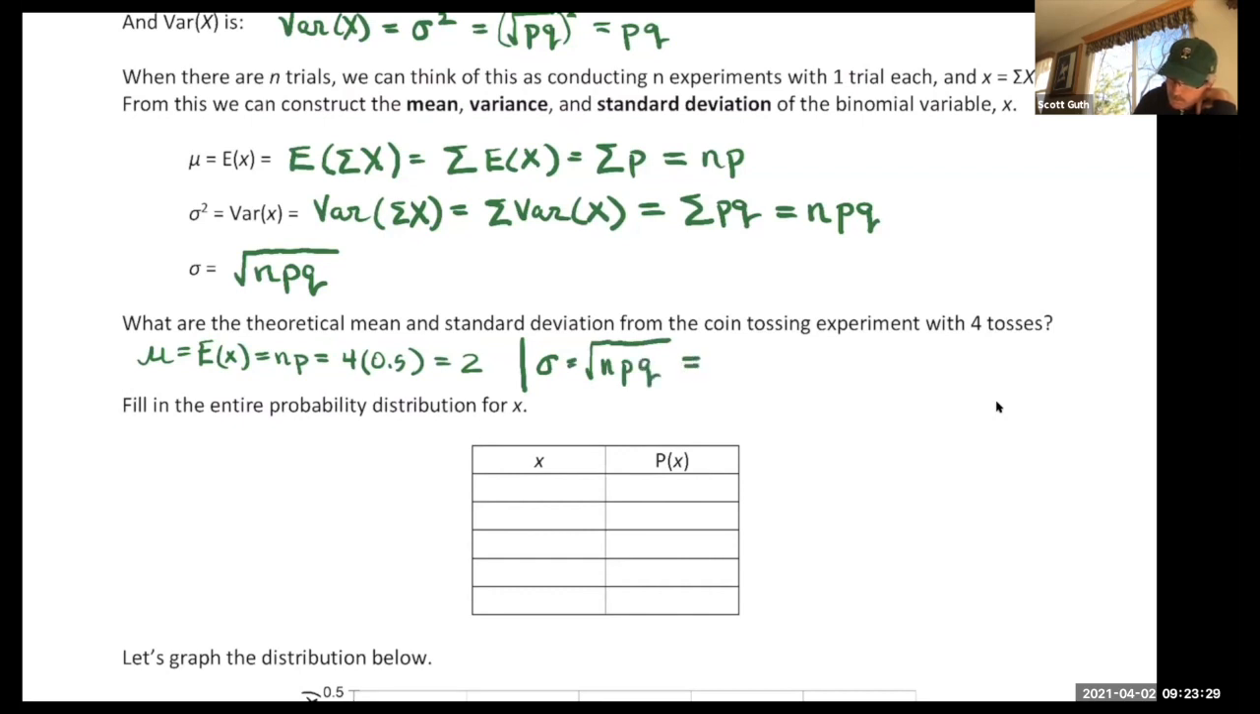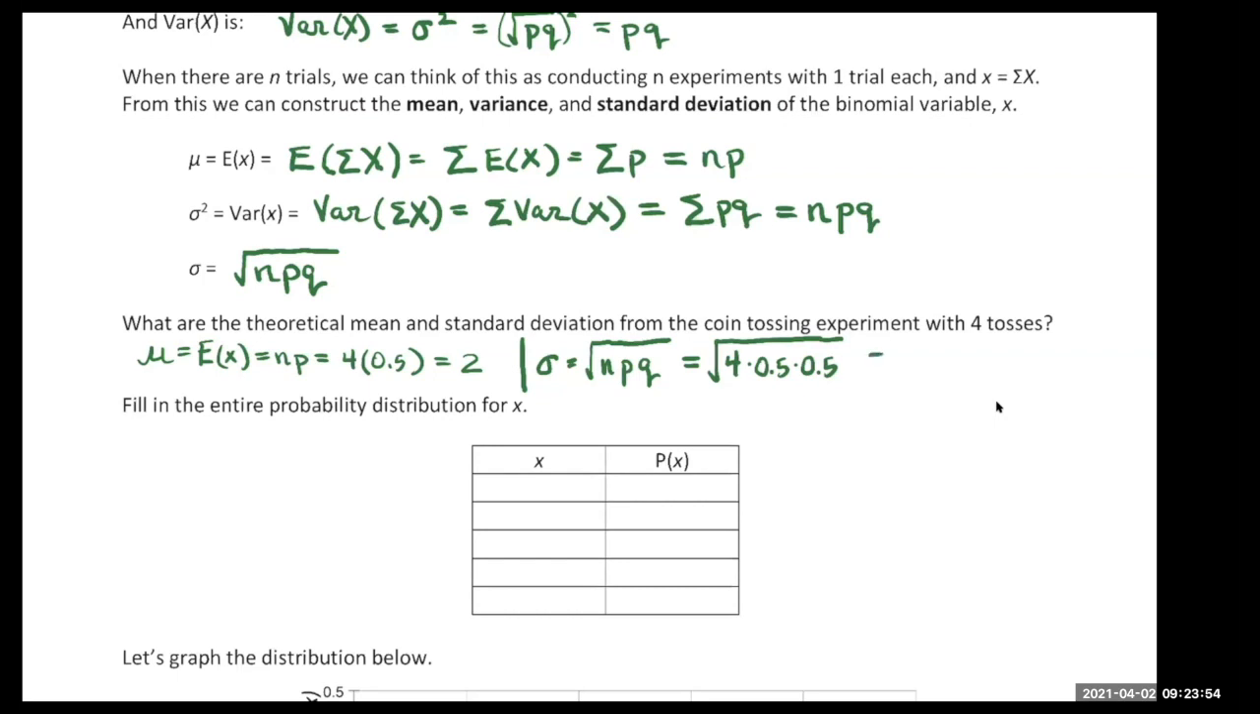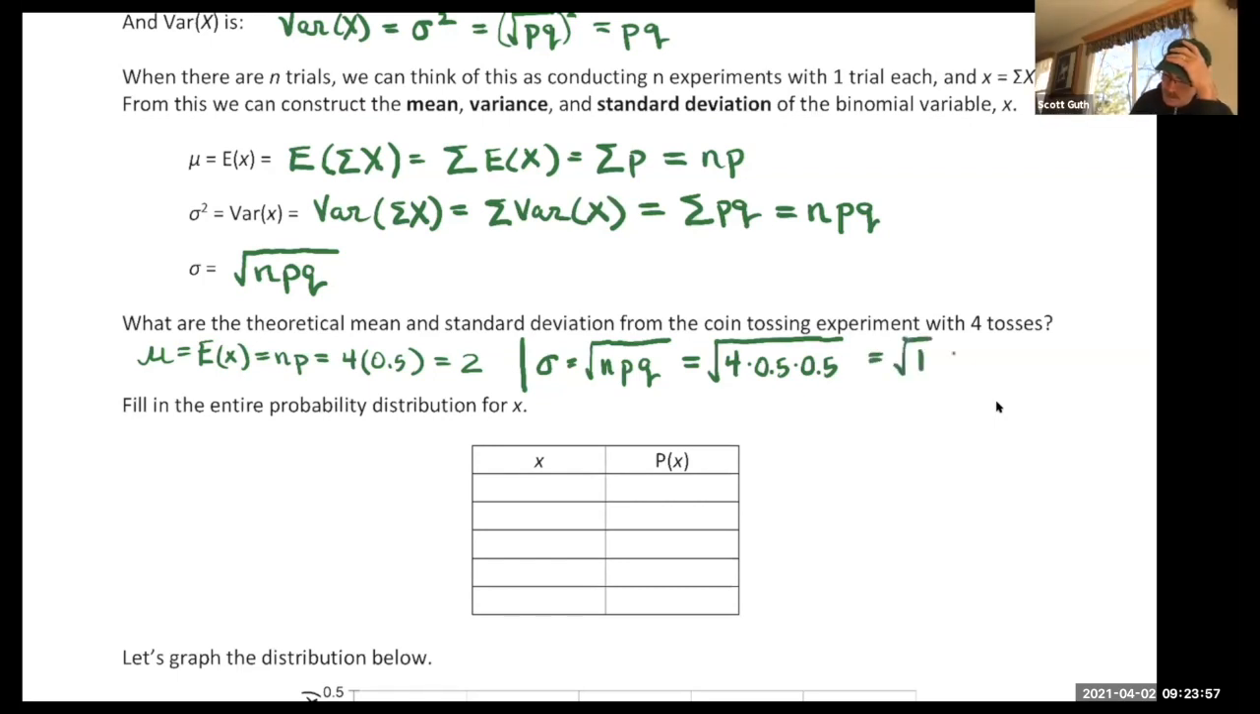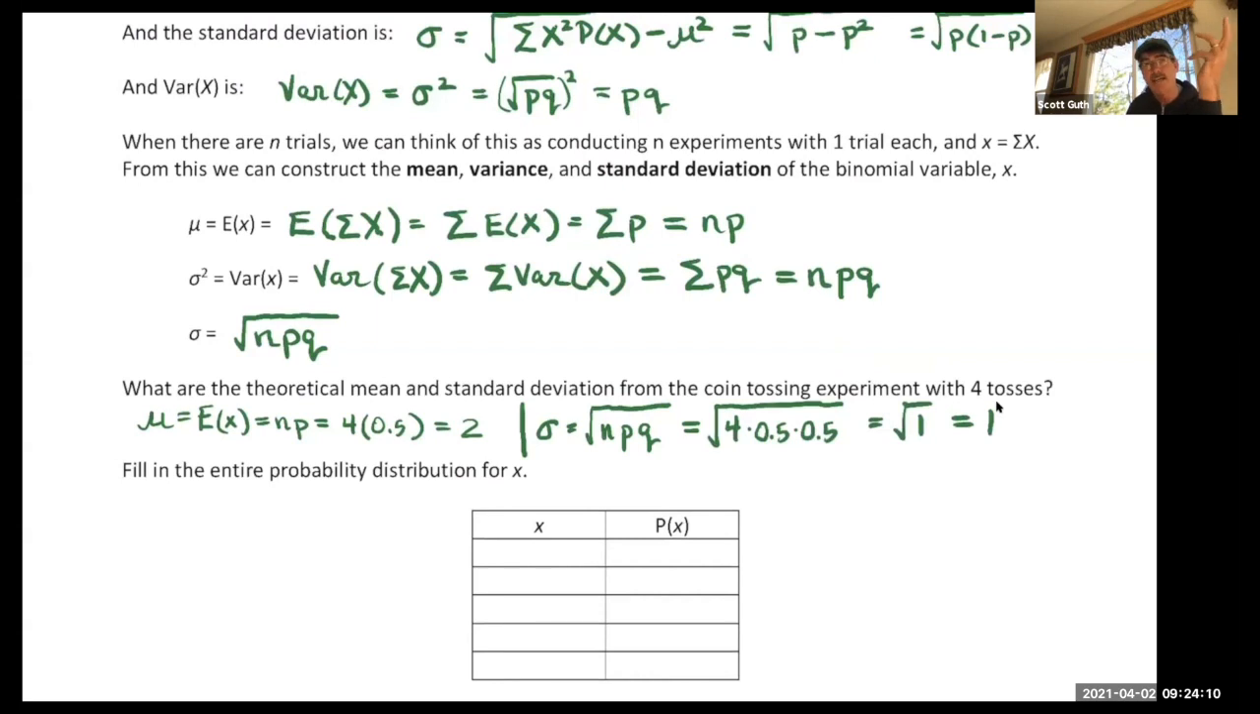All right, so this would be the square root. Again, there are 4 trials, 4 coins. So N is 4, P is 0.5, and we already discussed Q is 1 minus P, so that's also 0.5. So anybody, what's 4 times a half times a half? 1. Okay, so this is the square root of 1, which is 1. So the standard deviation is 1, the mean is 2. Does that line up with the reality of what actually happened? Again, we call it the expected value. We expect the mean to be 2 and the standard deviation to be 1.